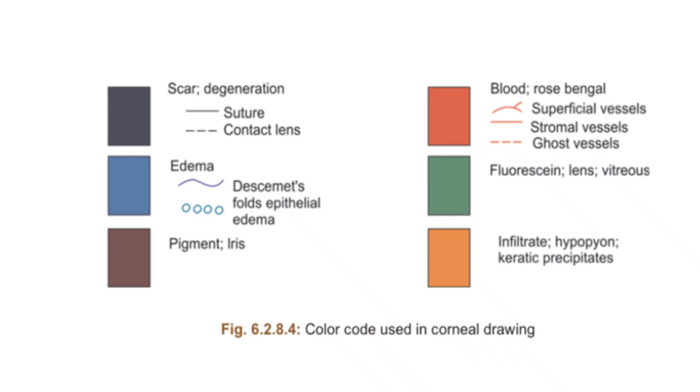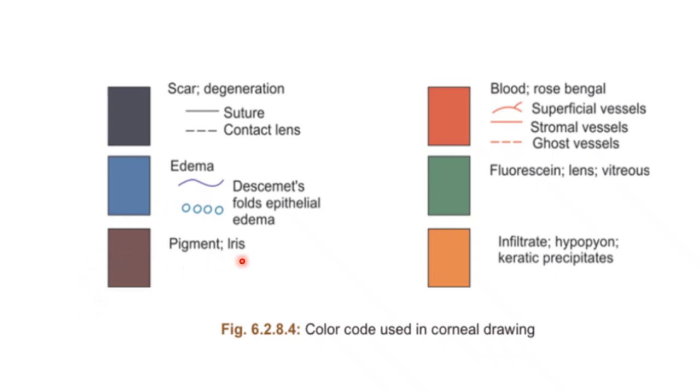So a color code, now this one is universal, okay? This is the color code that we use today in our drawings. So black is for scars, degeneration, suture, and contact lens. Blue is for edema. Edema can be epithelial, it can be stromal. If stromal, the DM folds you can show in the form of blue wavy lines, and the epithelial edema, the little bullae, can be shown in the form of round circles.